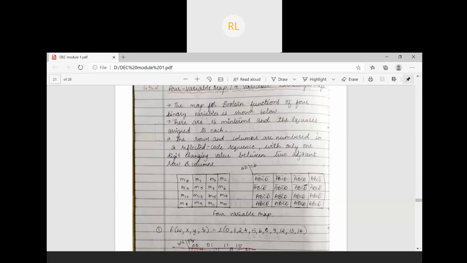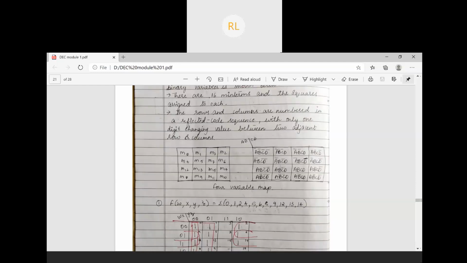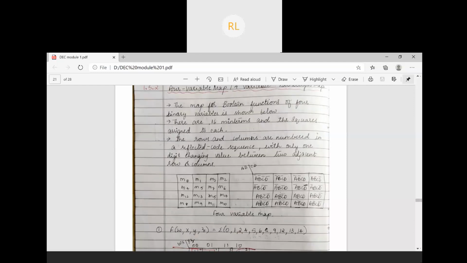How would we number the left side, sir? Single bit, sir? 2 bits. See, because this is AB, right? AB is 2 bits. How many you will have? 0, 0, 0, 1, 1, 1, 1, 0. Okay. Same thing.